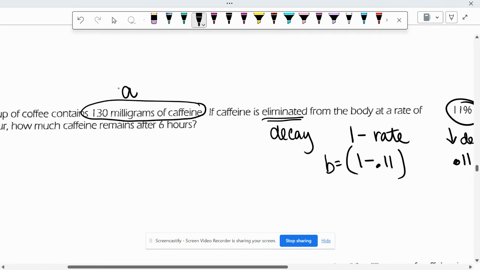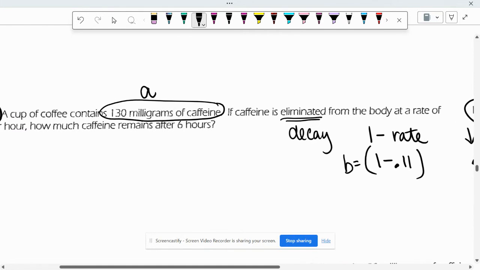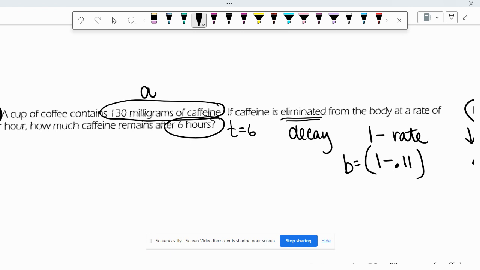And we're asking for, it eliminates this body per hour, eliminates at 11% per hour. We want to know what happens when 6 hours have passed. So my equation is what, Braden? Do you have the equation? Okay. Who's got an equation for me? Go ahead, Rylan. To the 6th power. Okay.